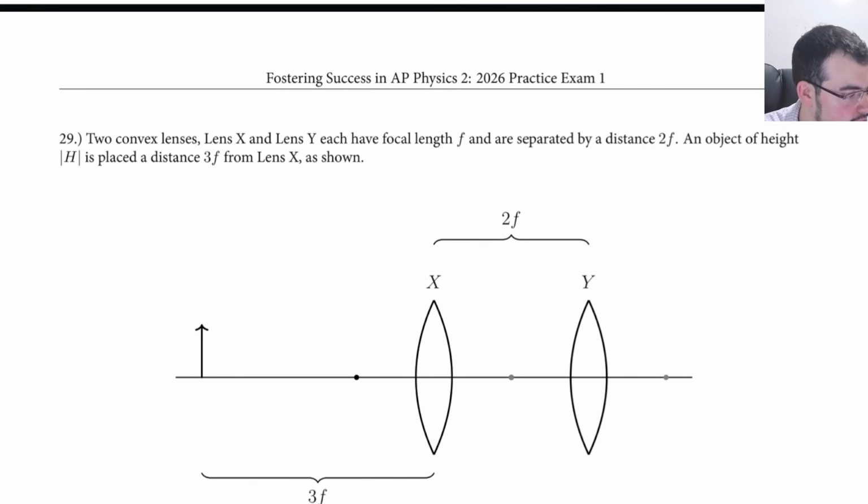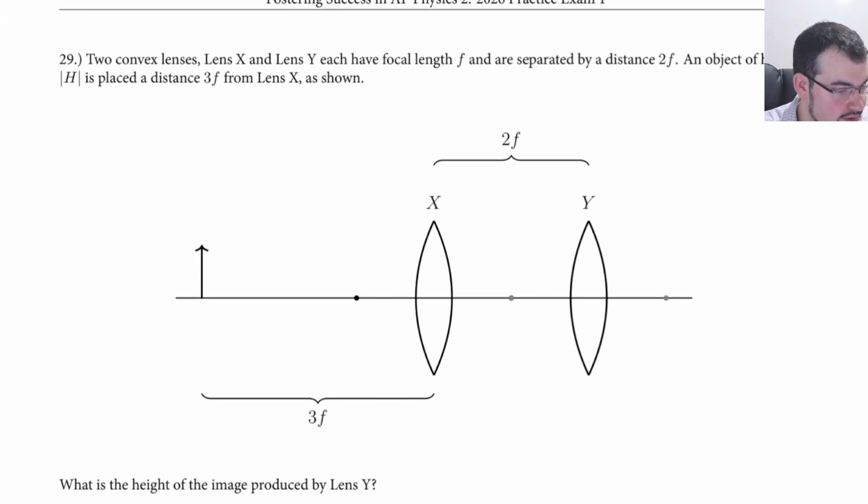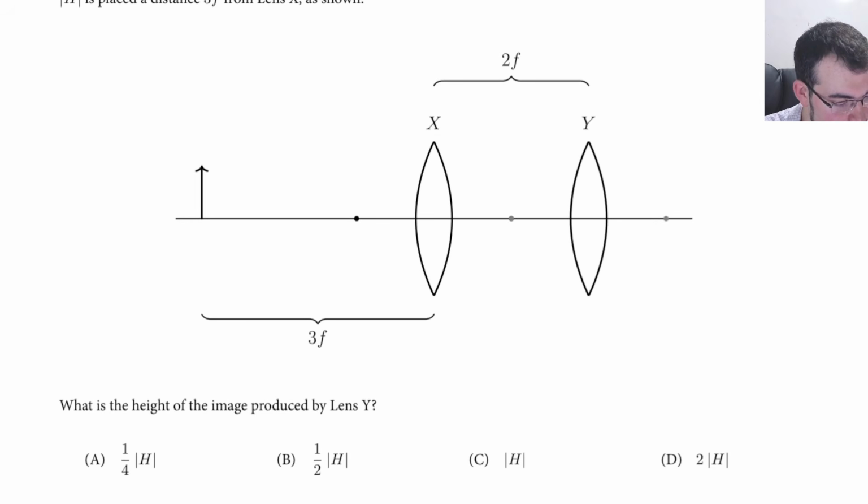Oh, nifty, a double lens. All right, 2 convex lenses, X and Y, each have the same focal length F and are separated by distance 2F. We place an object of initial height H, 3F from the first lens. We want to find the final height of the image after it goes through both lenses. Now, you could do this totally without drawing it, but where's the fun in that?